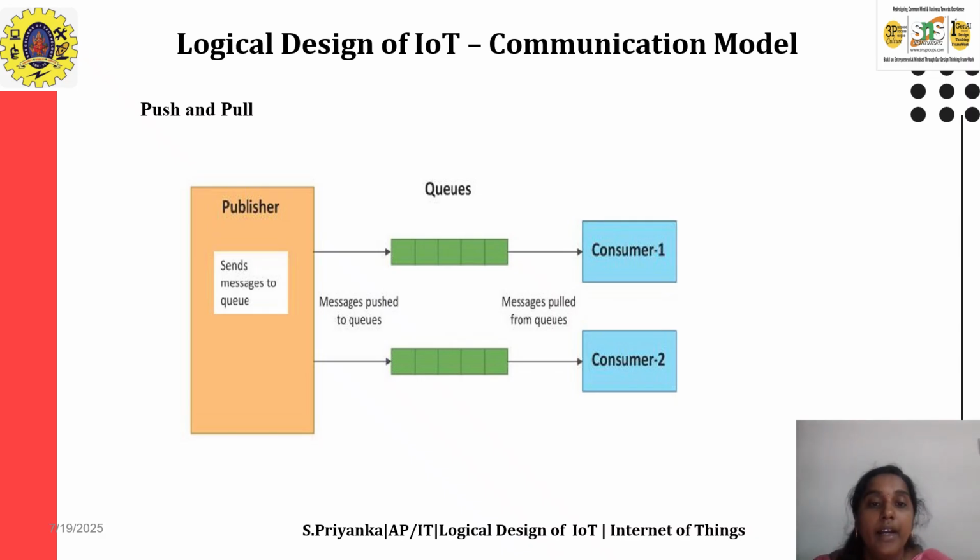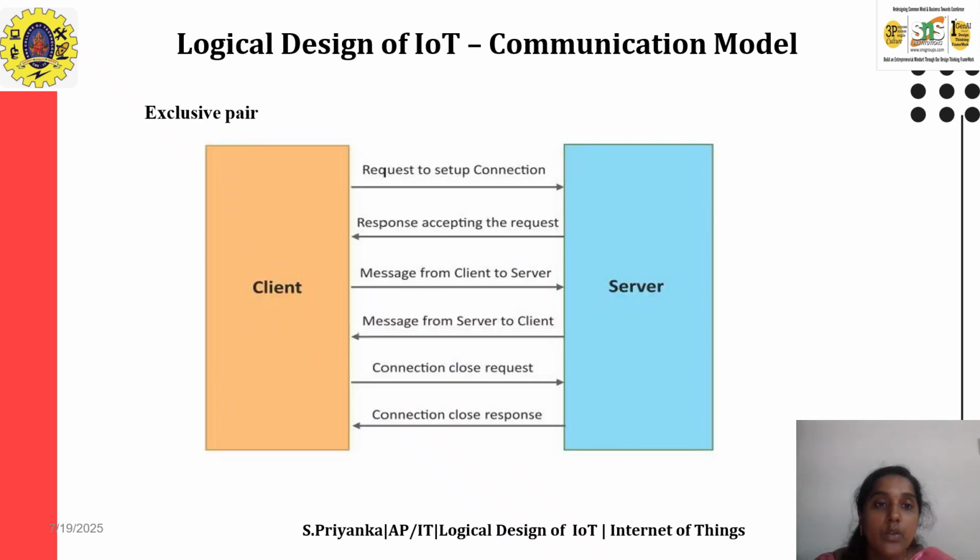Next comes push and pull. This is a communication model in which the data producers push the data to the queue and the consumers pull the data from the queue. Here the producer does not need to be aware of the consumer. Queues mainly help in decoupling the messages between the producers and the consumers. Queues also act as a buffer. Next comes the exclusive pair.